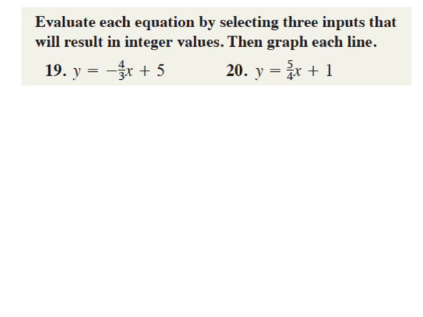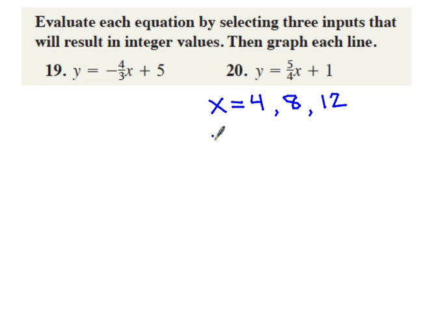Excellent. So in this case, because our denominator is 4 on our slope, if we pick values of x that are multiples of 4, we're going to be able to have these integer values. So I could choose things like x equals 4, 8, or 12. Okay? So those would be 3 acceptable inputs that are going to spit out integer values.